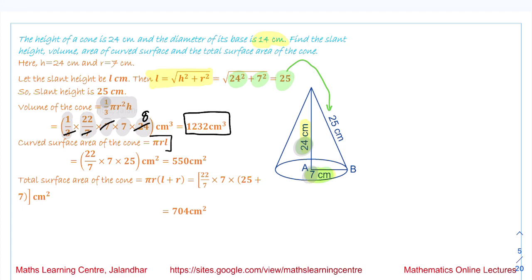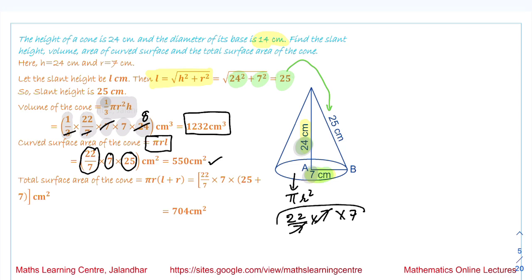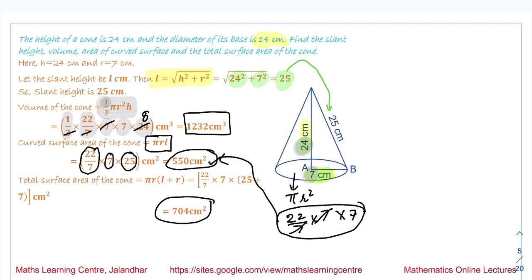Next we have to find the curved surface area of the cone. The formula is pi r L. Again it is 22 by 7 into radius 7 and L is 25. The answer you will get is 550 centimeter square. Now the last thing to calculate is the total surface area. For total surface area, we have to add the area of this circle, pi r square. So it is 22 by 7 into 7 into 7, these two get cancelled, and this is the area of the circle, and this is the lateral surface area. When we add these two values, we get the answer 704 centimeter square.